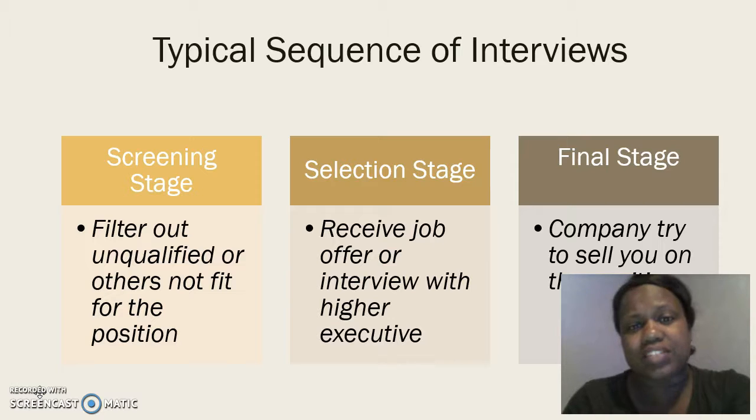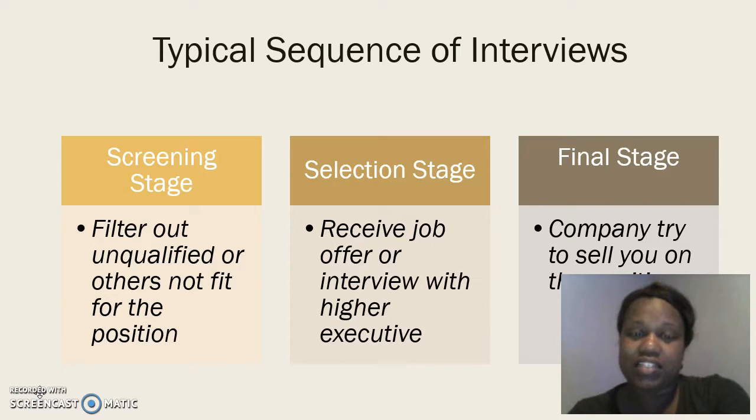Like I mentioned, I did recently go through an interview. I didn't quite make it to the final stage, but I did get through the screening stage and the selection stage, sort of. I did one interview with some managers, and then another interview with managers that were higher up. Unfortunately, I didn't get the position, but I think it's basically the same type of interview process.